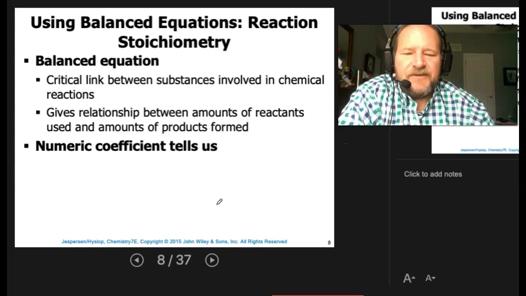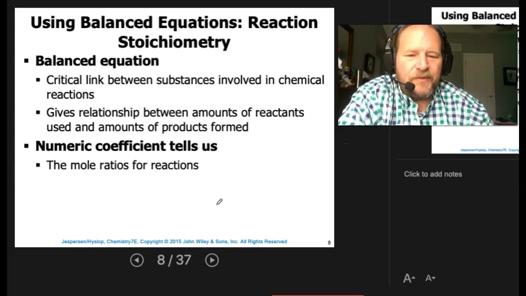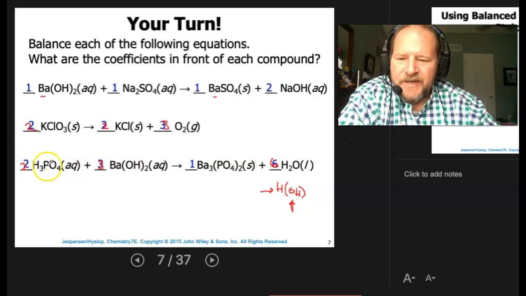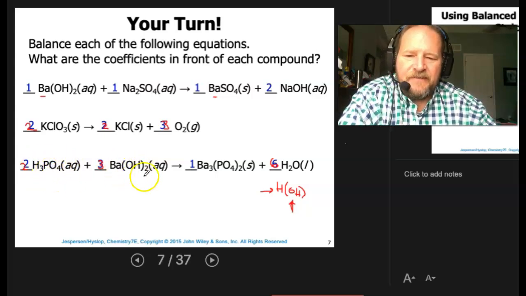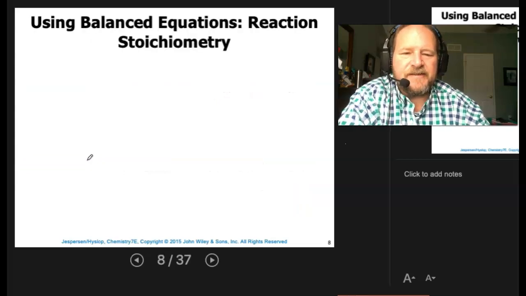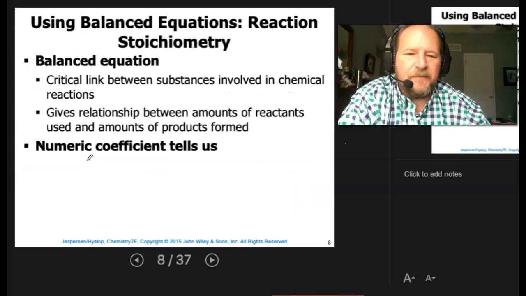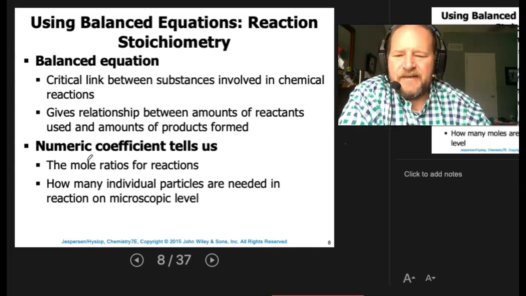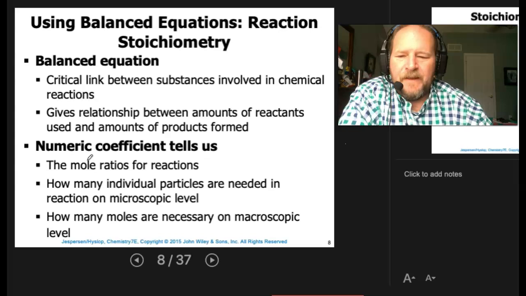So the numeric coefficient is telling us what the mole ratio is. So if I go back and look at this, instead of just balancing, for every 2 phosphates, I'm going to need 3 barium hydroxides. And we saw how that worked in the molecular sense, and it's going to be the same sort of idea, except now between 2 different compounds. So how many individual particles are going to be needed in the reaction on the microscopic level? How many moles are going to be necessary on the macroscopic level?